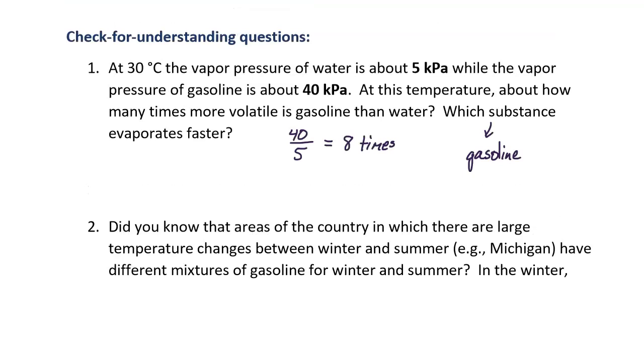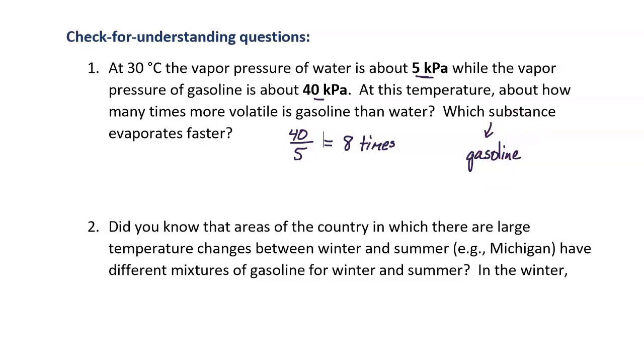Number 1, at 30 degrees Celsius, the vapor pressure of water is about 5 kPa. The vapor pressure of gasoline is 40 kPa. At this temperature, about how many times more volatile is gasoline than water? 40 compared to 5 is 8 times more volatile. Which substance evaporates faster? That's the gasoline, the one that is more volatile.